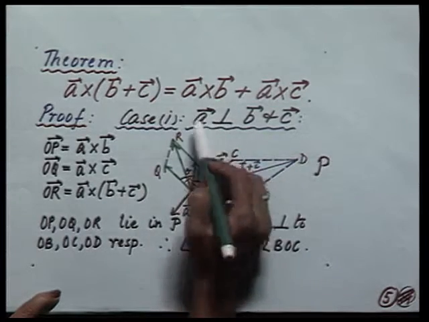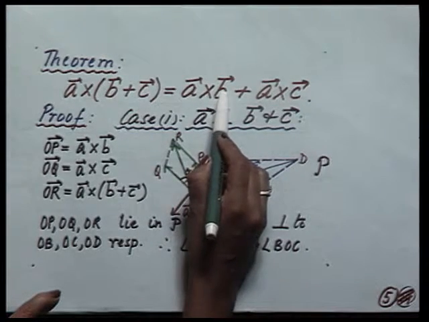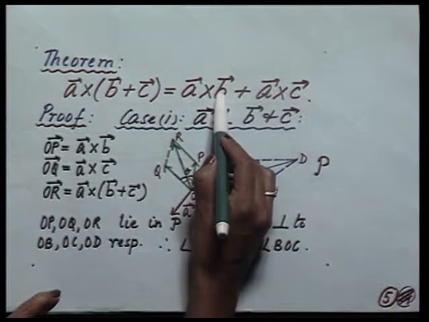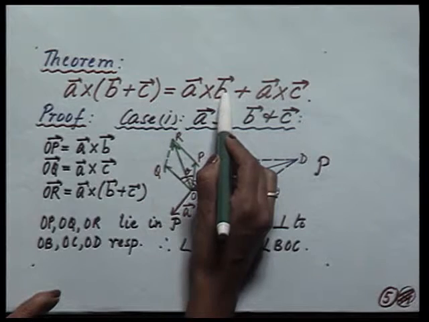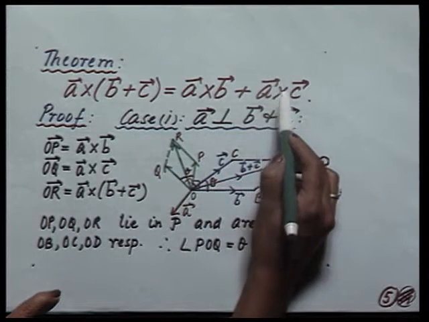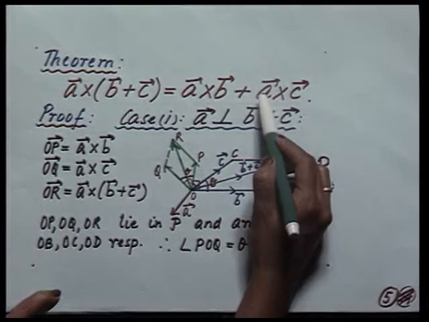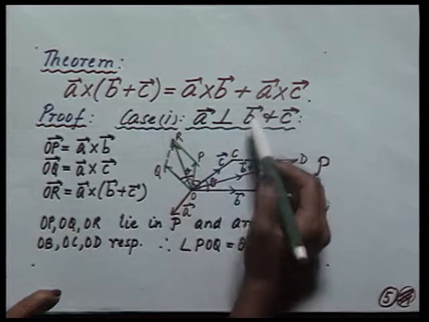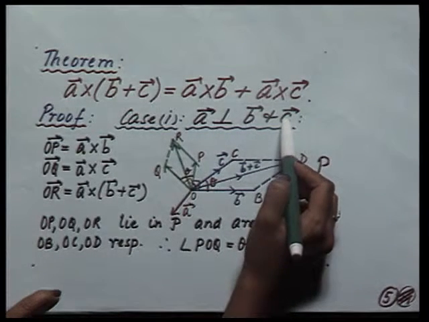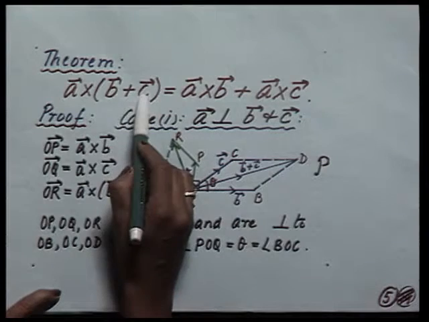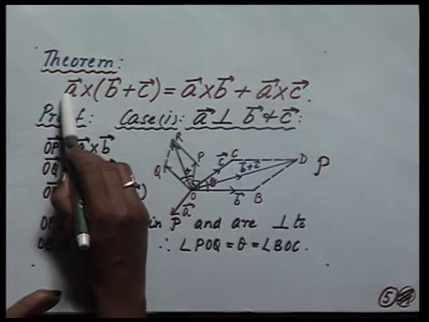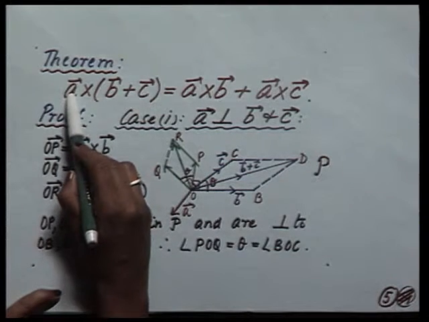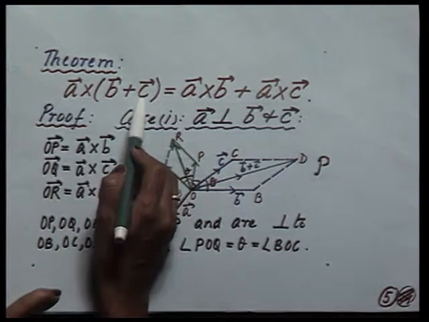Because we notice that if A is perpendicular to B, then A cross B will merely be the magnitude of A into the magnitude of B into the unit vector perpendicular to both. And similarly, A cross C would have magnitude equal to magnitude of A into magnitude of C. And if A is perpendicular to both B and C, then it will also be perpendicular to B plus C. So, even in this case, the magnitude of A cross (B plus C) would merely be the product of the magnitudes of A and the vector B plus C.